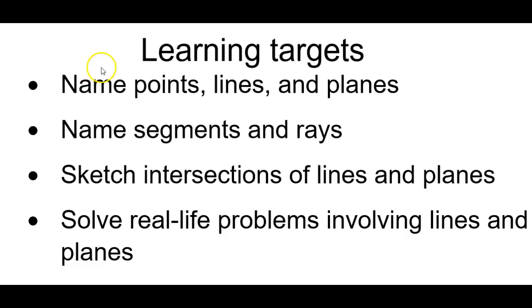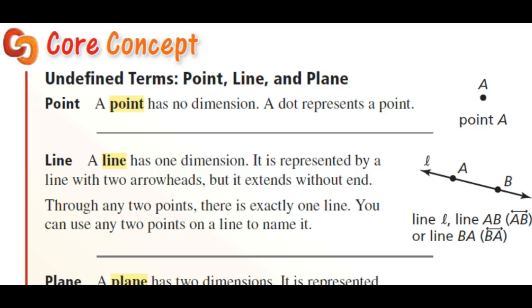So first thing we want to talk about is our learning targets. These are the big things that we're going to focus on in this section. First, we're going to name points, lines, and planes. The second thing we're going to do is name segments and rays. Thirdly, we're going to sketch the intersections of lines and planes. And then finally, we're going to solve some real-life problems involving lines and planes. So let's look at our first core concept.